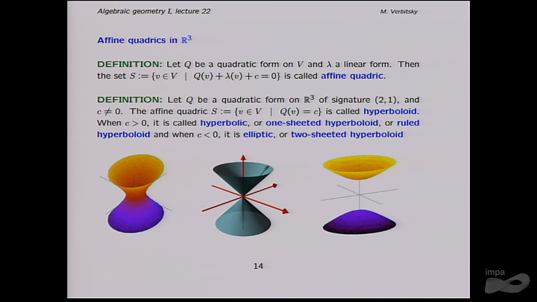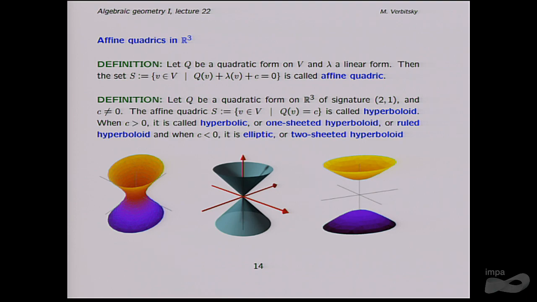So an affine quadric is a subset in R3 or Rn, but we are interested in R3, given by Q(v) + lambda(v) + C = 0, where Q is quadratic and lambda is linear. Then this covers ellipsoids, and this covers cones.